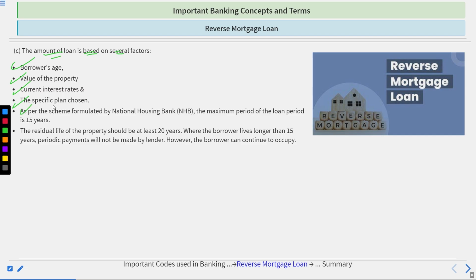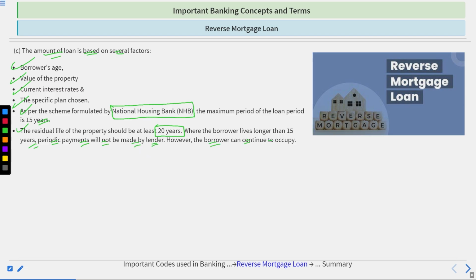So as per the scheme formulated by the National Housing Bank or NHB, the maximum period of the loan is 15 years. It means for one time the person could only avail this up to 15 years. Then the residual life of the property should be at least 20 years. Where the borrower lives longer than 15 years, periodic payments will not be made by the lender.